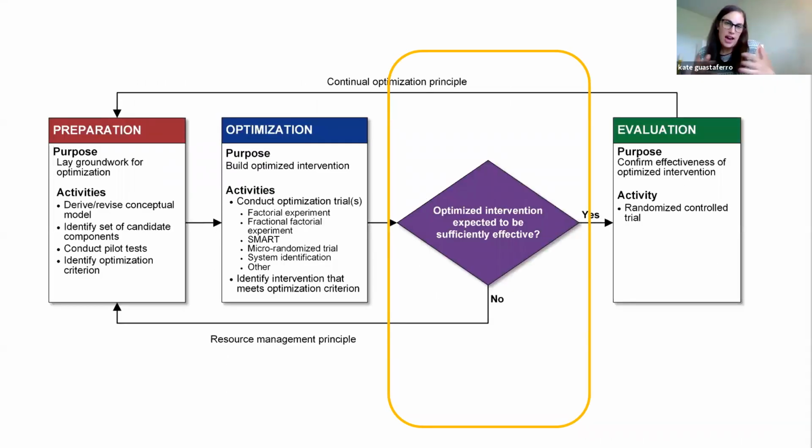We have our decided optimized intervention. We think it's going to be sufficiently effective, and so we would move to this evaluation phase. Also, the grant required it. They necessitated us to do an RCT within this grant. Ideally, we probably would have gone back and done another round of optimization, but this is where we were.